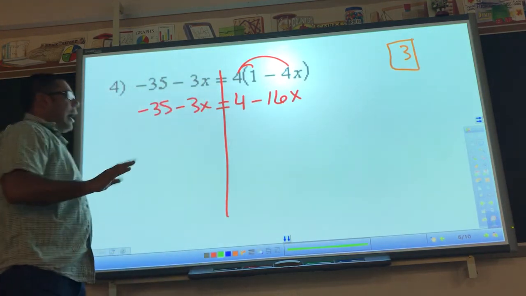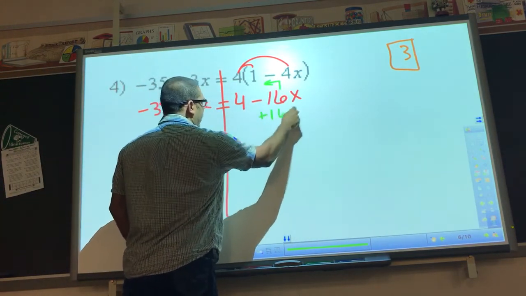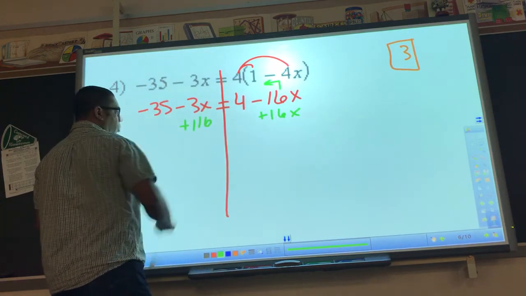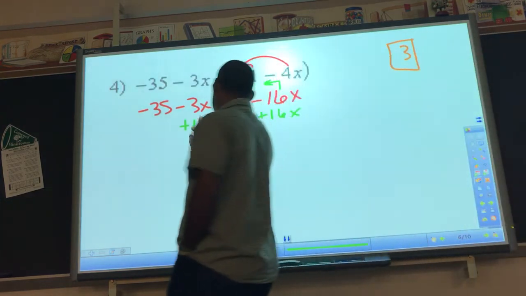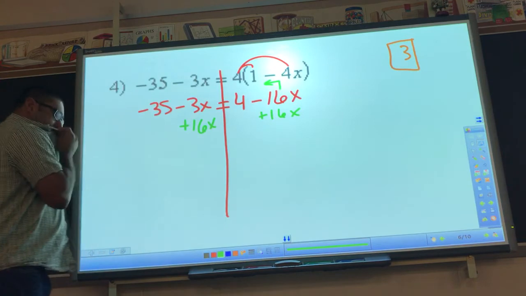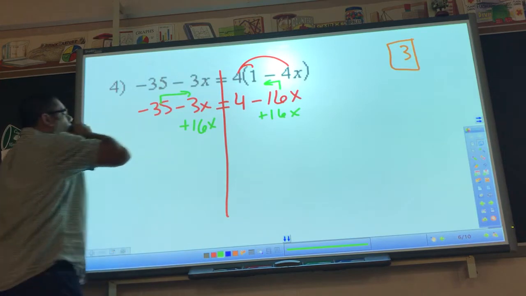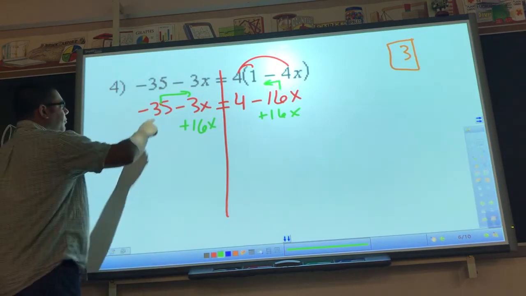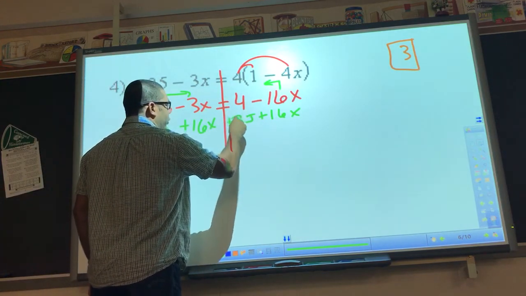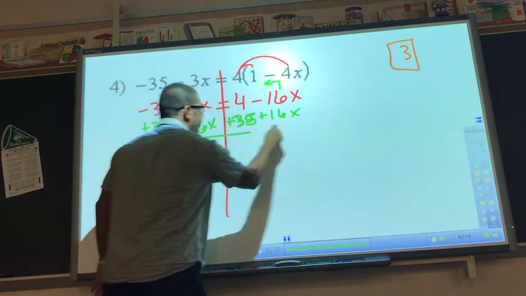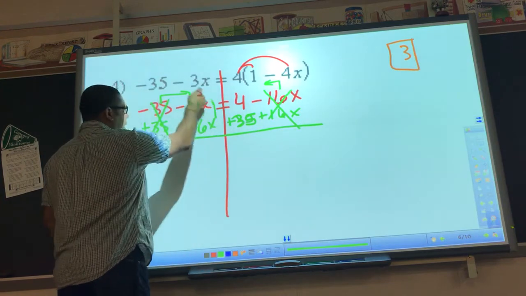Now I have variables on both sides, so I need to organize. I'm putting my variables on the left, so I'm going to add 16x to both sides. Whoa, not 116, whoa. That's a little much. Plus 16x. Excuse me. Got to move the negative 35, so I'm going to add 35 to both sides. Those add up to 0. Need to collect my like terms here.